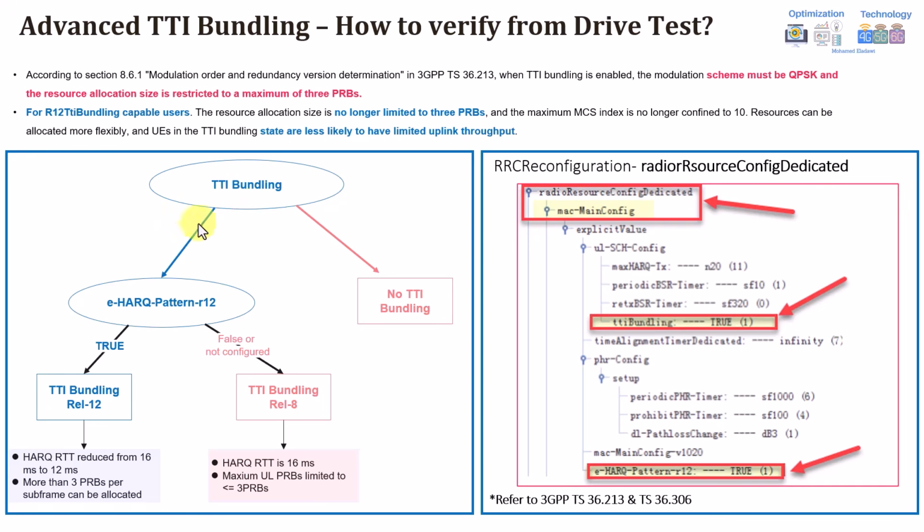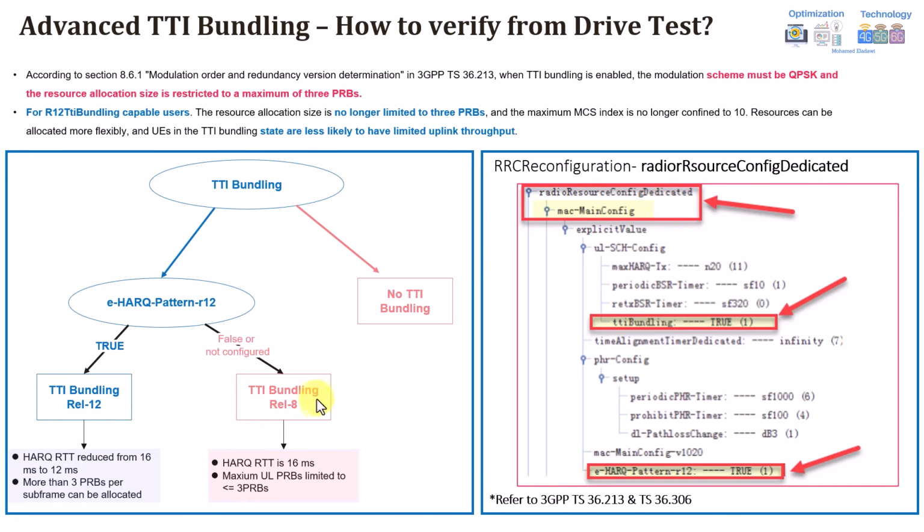But in case TTI bundling is being triggered, then the eNodeB will check the capability of this user, whether he's supporting this enhanced HARQ pattern Release 12 or not. If it's not supporting, then the user will use the old process, which is the Release 8 binary. So the HARQ RTT is 16 milliseconds, as I mentioned, and the maximum uplink RBs will be limited to 3.